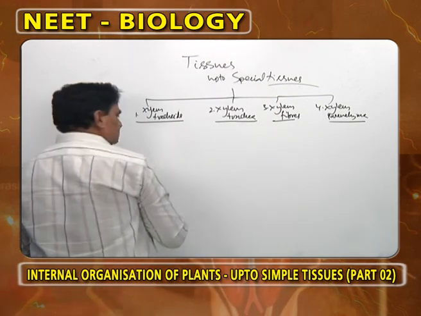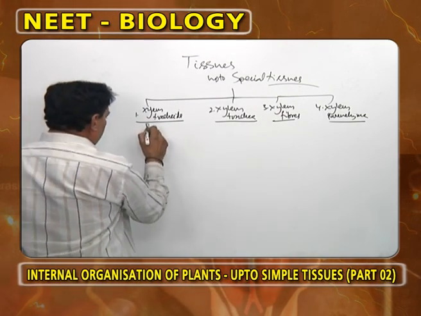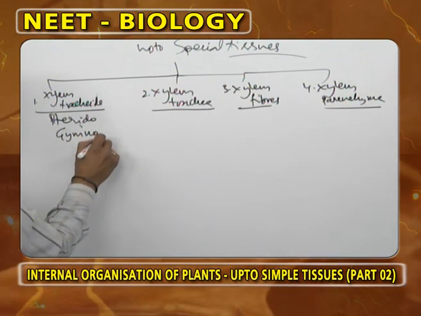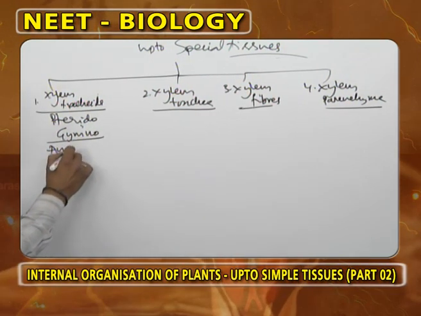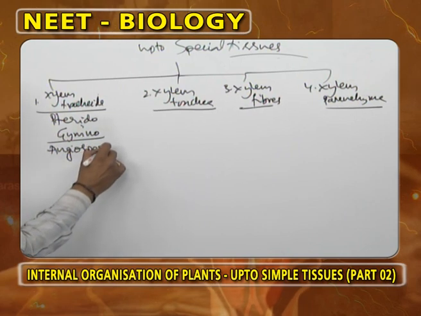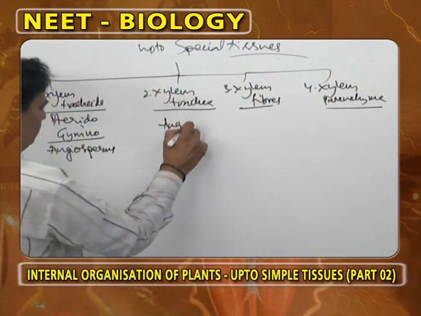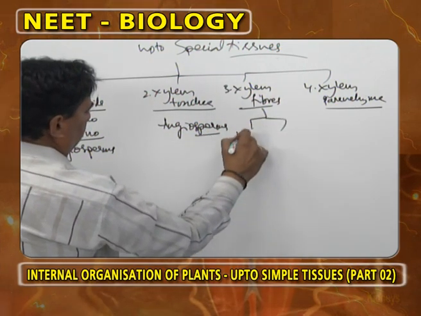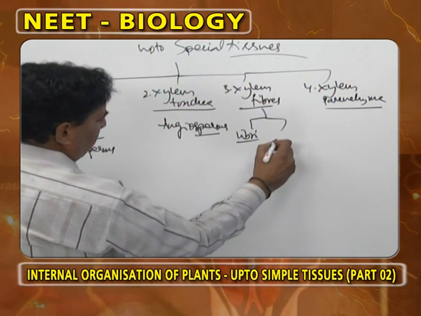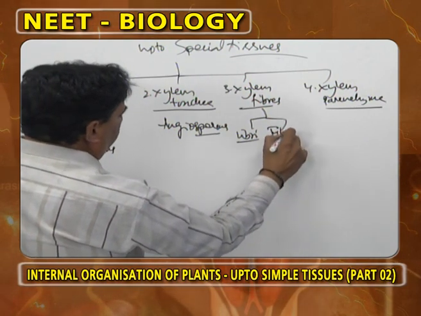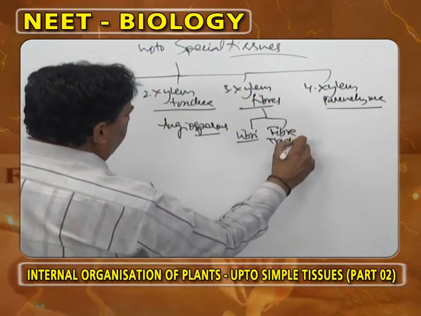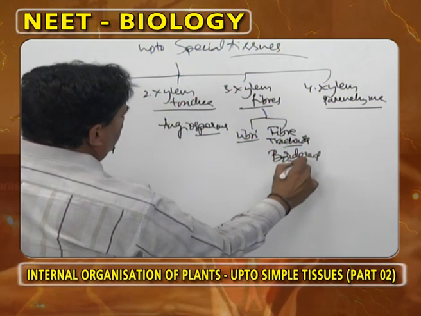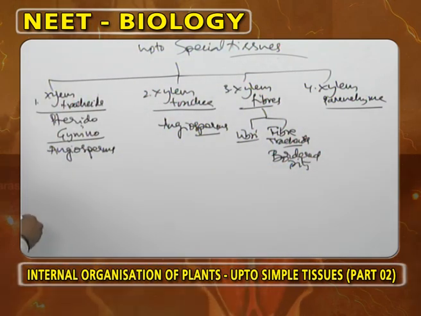These are the four parts in this. Xylem tracheids are found in lower groups of plants like pteridophytes and gymnosperms, and also in angiosperms, but associated with xylem vessels. Vessels are found only in angiosperms. Xylem fibers are of two types: libriform fibers, which are fibers with simple pits, and fiber tracheids, non-functional xylem tracheids converted into fibers with bordered pits. The only living tissue in xylem is xylem parenchyma.